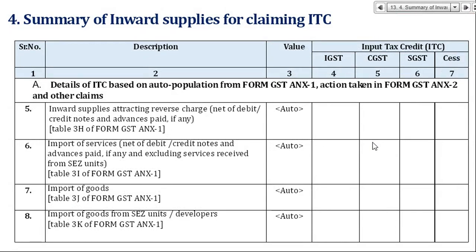So detail of ITC on auto populated basis and accepted by me. So inward supply attracting reverse charge, credit will come here. Import of service, credit will come here, auto. Import of goods from 3J of ANX 1. Import of goods from 3K of ANX 1.